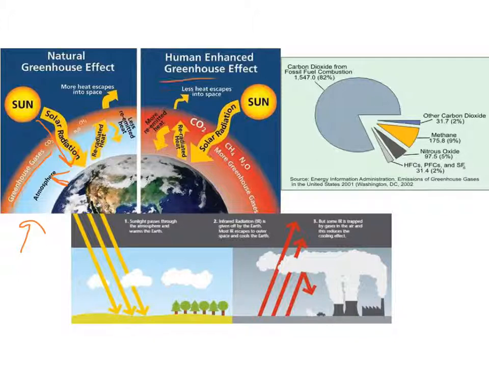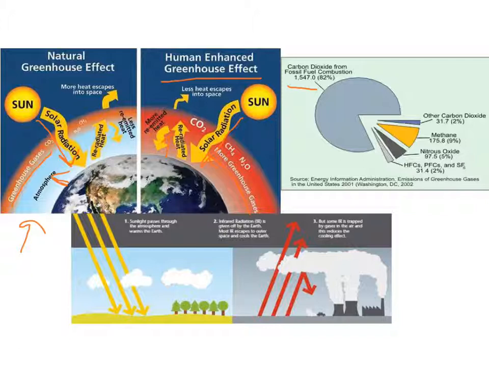However, through the human enhanced greenhouse effect, we have a larger area of greenhouse gases in our atmosphere, and as that solar radiation comes in and reflects back off our Earth, it can't escape the atmosphere, and therefore we have an increased heating over our whole planet. We can see here the gas production, and the big part is where carbon dioxide is coming from. Carbon dioxide from fossil fuel combustion comprises 82% of all carbon dioxide within our atmosphere.